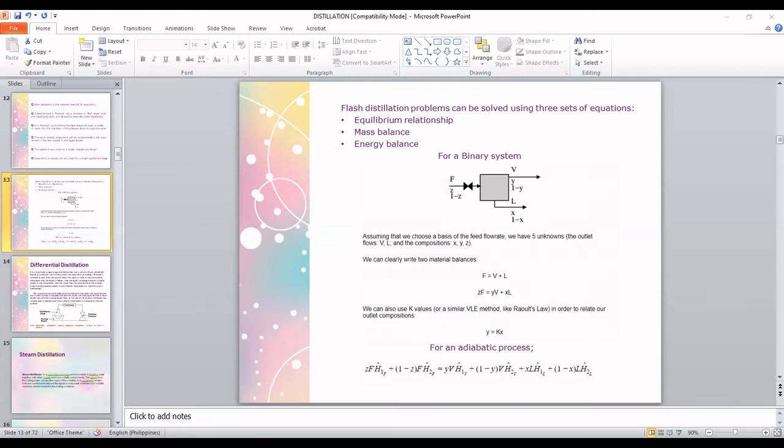As you can see here, the K values could also be used in terms of this equilibrium relationship that is needed as well when we solve problems concerning flash distillation. And you have here Y equal to Kx. Now, this is your material balance, overall and component balance. This is your equilibrium equation, and this is your energy balance. So if we are required to do all these three for flash distillation, the thing that makes it complicated is the energy balance equation.